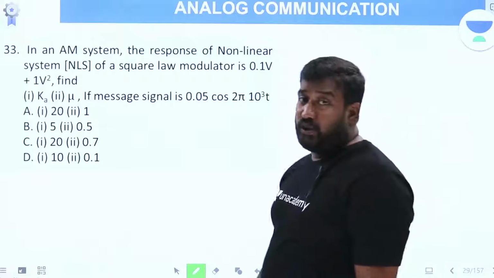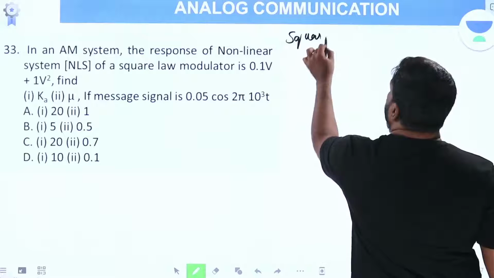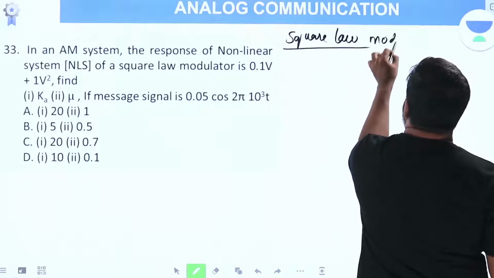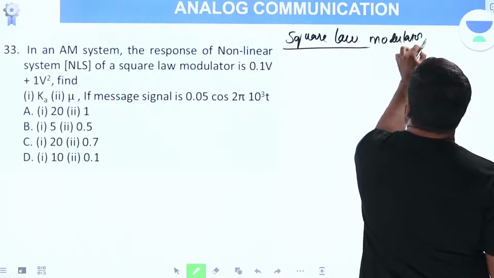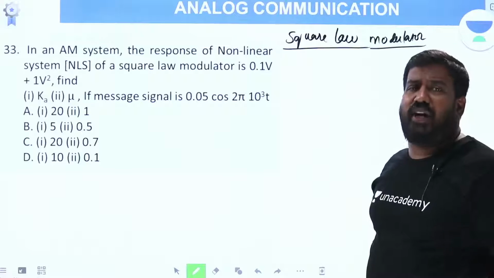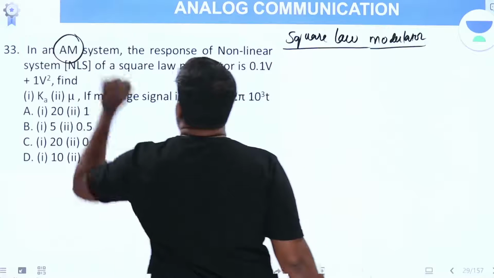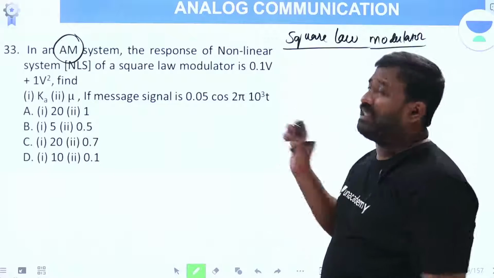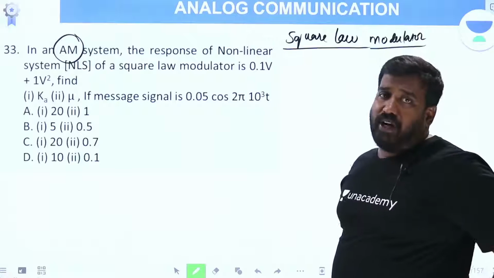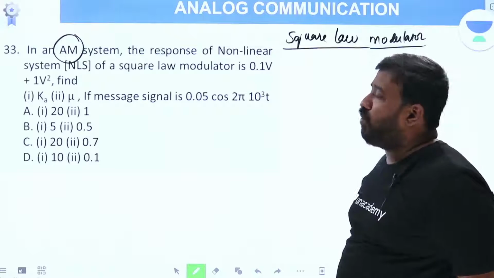Now this is something related to the square law modulator concept. In an AM system, what is a square law modulator? A square law modulator is an AM generator. The response of a non-linear system is utilized in the square law modulator. The response of the square law modulator is 0.1 V plus 1 V square.